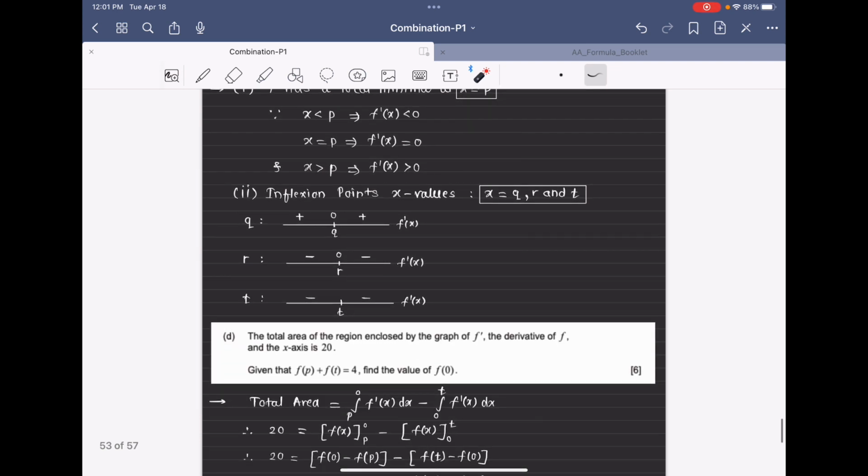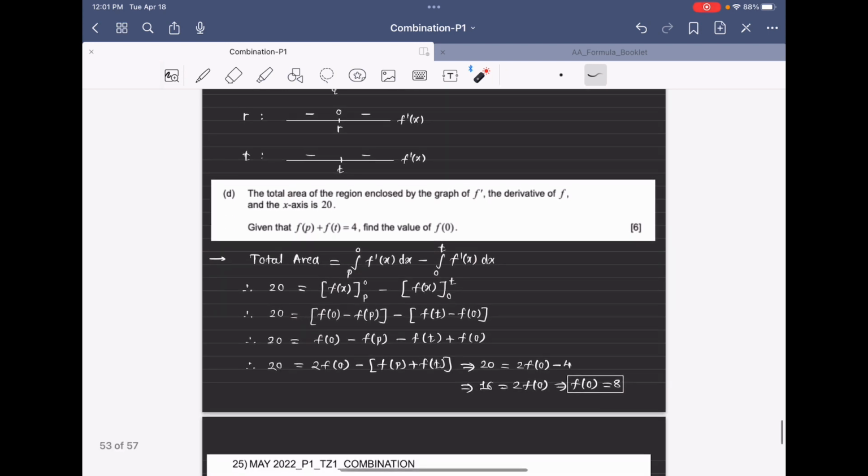So here this is the explanation. Before q positive, after q positive. For r, before r negative, after r negative, and for t, before t negative, after t is also negative. So that is why answer is Q, R and T.